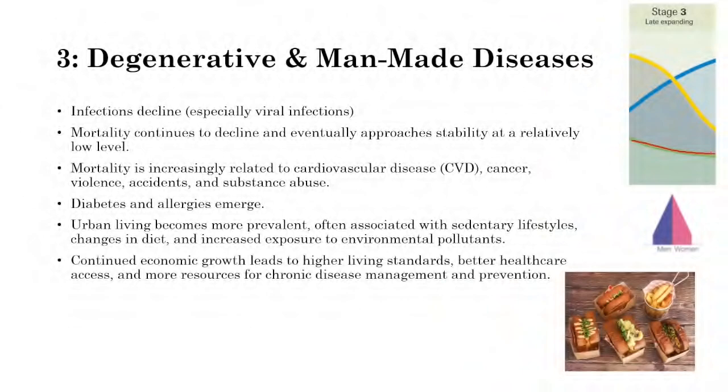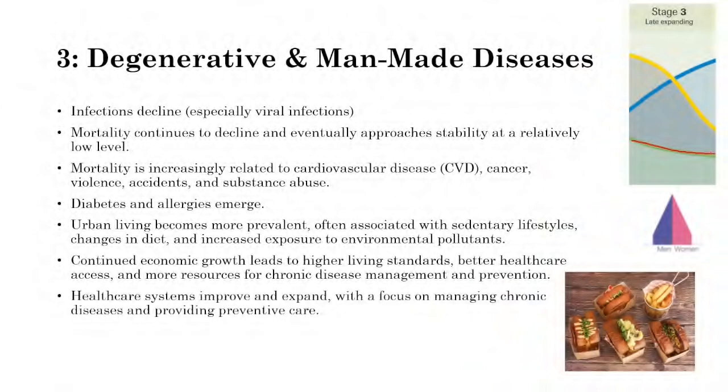We see continued economic growth, particularly in these urban areas, that lead to higher living standards, better healthcare access, and more resources for chronic disease management and prevention. The healthcare facilities that we're developing in stage 2 have expanded and become greater as the cities have developed and more research has been conducted. The healthcare systems improve and there become greater amounts, particularly in rural areas as well, where healthcare is a little more scarce, and they see a focus on managing chronic diseases and providing preventative care. So early on in stage 2, they focused on infections. In stage 3, now they're going to start looking at more chronic diseases.